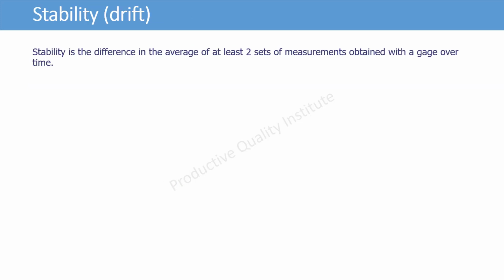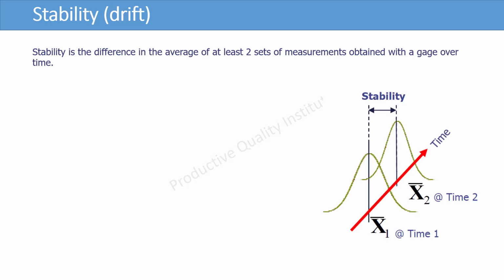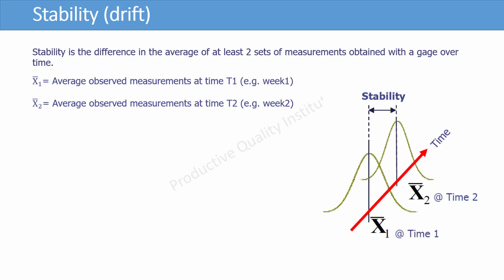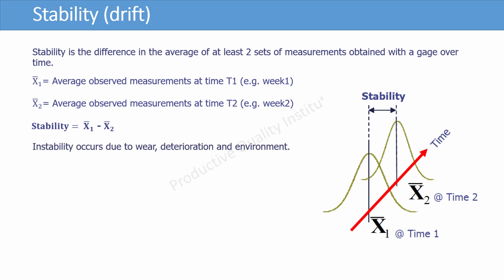Stability is the difference in the average of at least two sets of measurements obtained with a gauge over time. Let x1 bar be the average observed measurements at time t1, for example week 1. Let x2 bar be the average observed measurements at time t2, for example week 2. Stability is equal to x1 bar minus x2 bar. Instability occurs due to wear, deterioration, and environment.